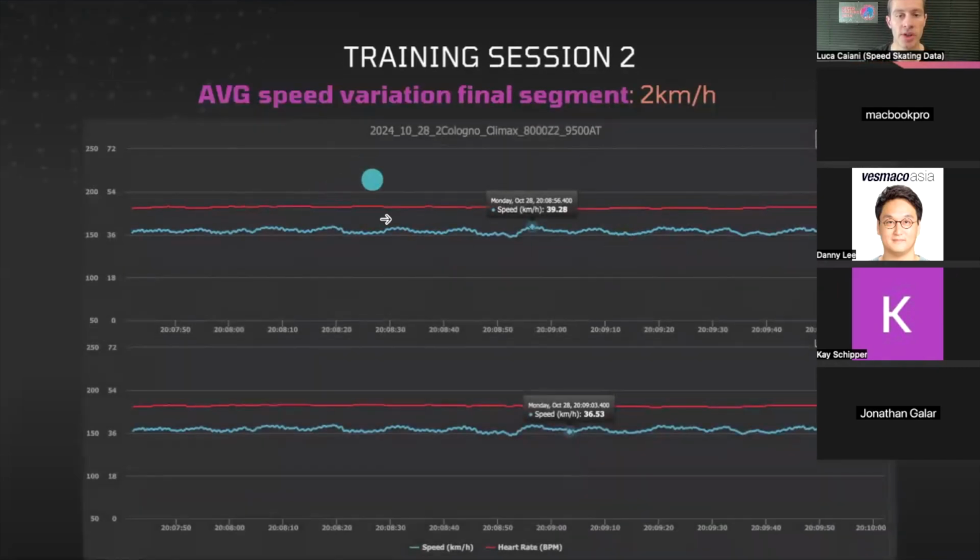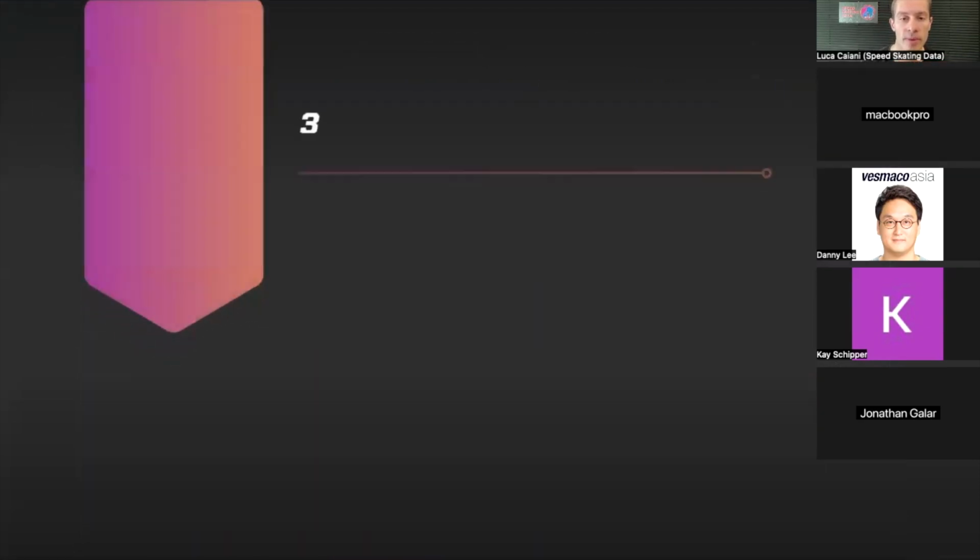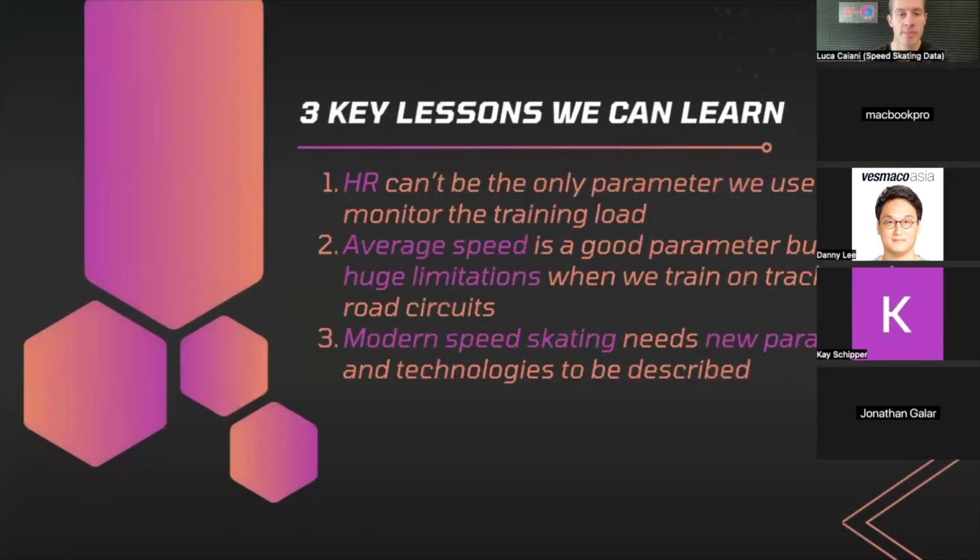And in the other section, as you can see, there is a little variation again in speed, but it is not something we are interested in. So basically, the 3 lessons we learn from this example are that heart rate can't be the only parameter we use to monitor the training load. Average speed is a good parameter, but has a huge limitation when it comes to training on tracks and road circuits. Modern speed skating needs new or more precise parameters to describe our sport.